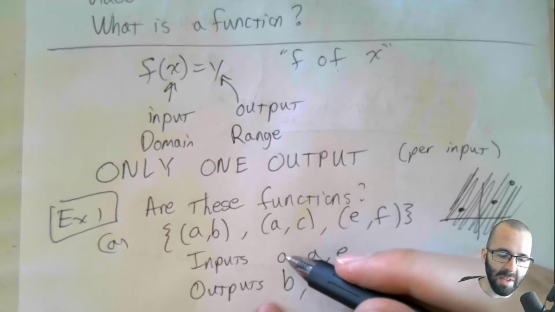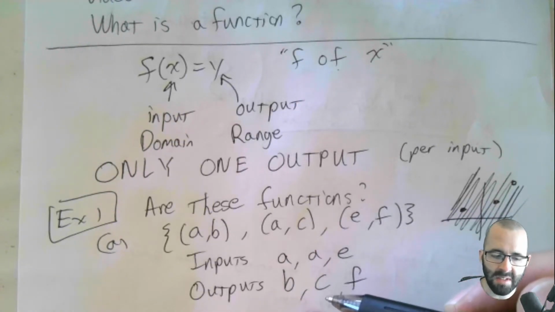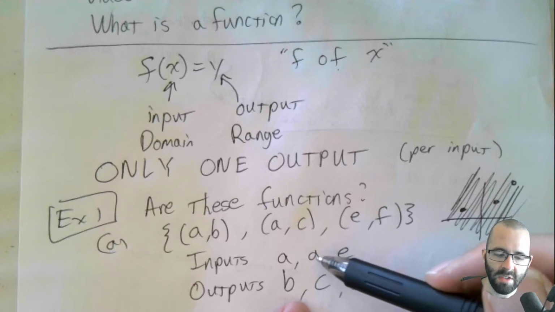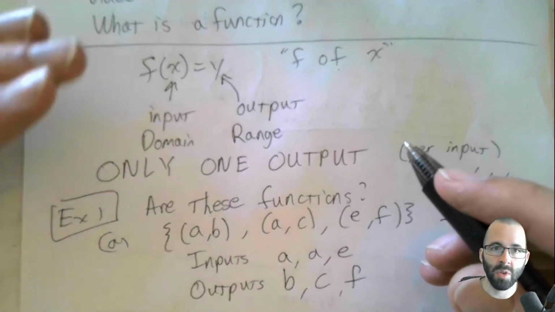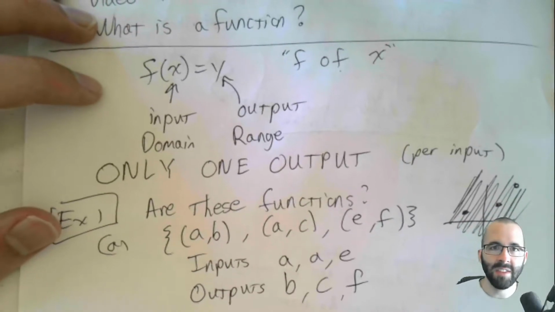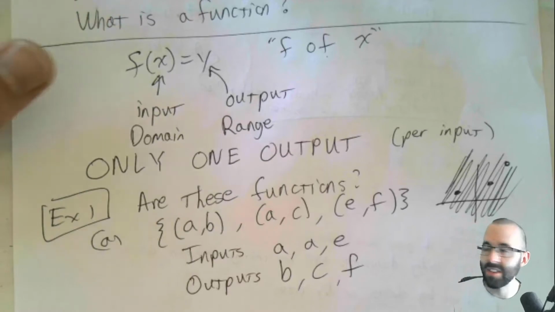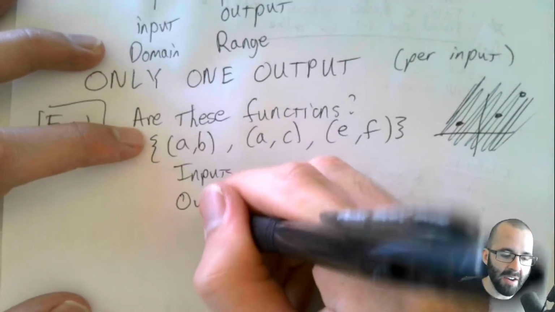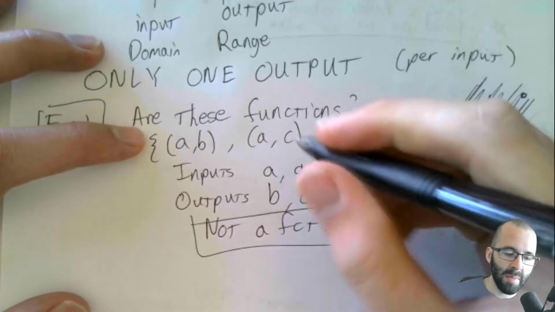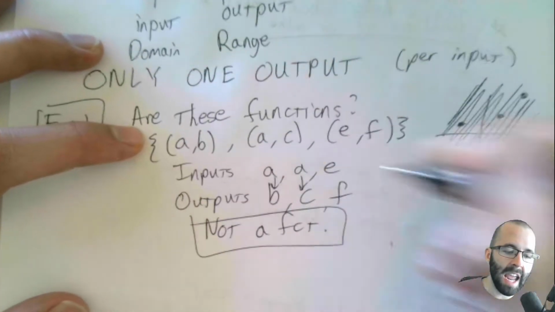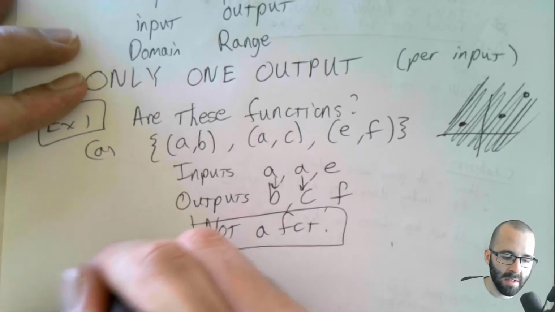But the problem is that we have A is our input, A goes to B, and A also goes to C. So we have an input that is going to multiple outputs. That's no good. That's boxing 2 answers on a math quiz. That's filling in 2 bubbles on a multiple choice test. No good. This is not a function. Okay? Because A goes to B, and A goes to C. Each input can only go to one output.